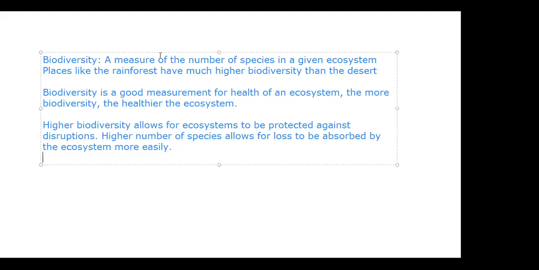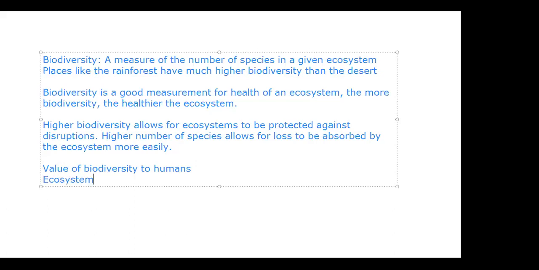All right, and so what we need to kind of look at here is the value of biodiversity to humans. Okay, how do we measure biodiversity and its value? All right, well, what we're going to look at are these things called ecosystem services. Okay, and ecosystem services provide 3 different things.